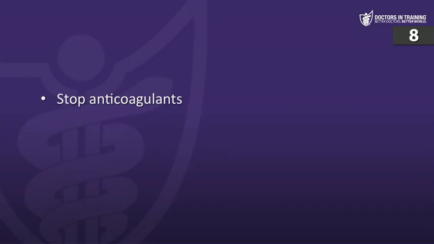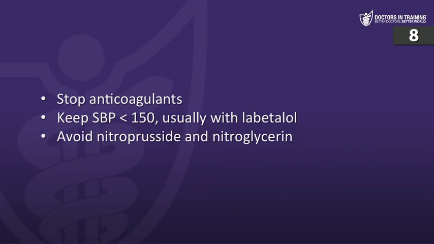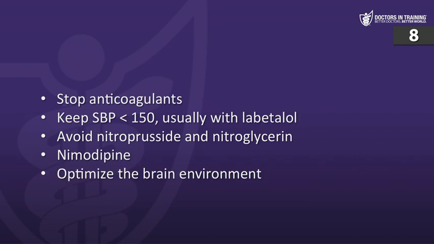Next, what's the treatment for subarachnoid hemorrhage? So you're going to stop the anticoagulants, you're going to keep the blood pressure below 150 systolic, usually by using labetalol. You're going to avoid nitroprusside and nitroglycerin because those can increase intracranial pressure. You're going to give nimodipine to prevent arterial vasospasm. You're going to optimize the brain environment by preventing hypoxia, normalize the blood glucose, normalize the serum pH and osmolarity.